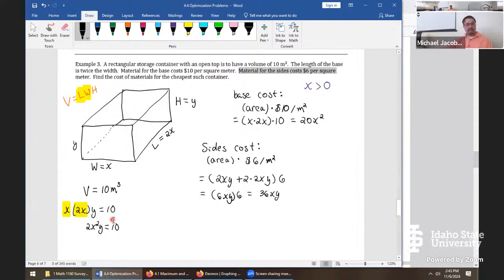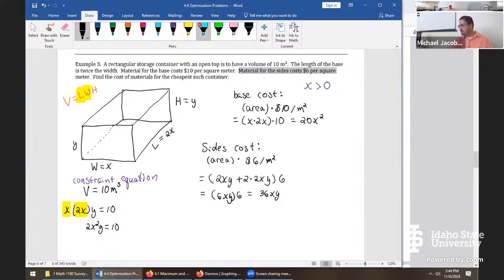So what we do is we come over here. We gave this equation a name. This is called the constraint equation. And constraint is a good name here. When we said it had to have 10 cubic meters of volume, that's a massive constraint on what can happen in this problem. And it constrains what y itself can be. We can just divide by 2x squared and solve for y.